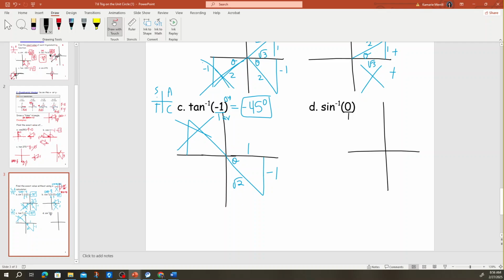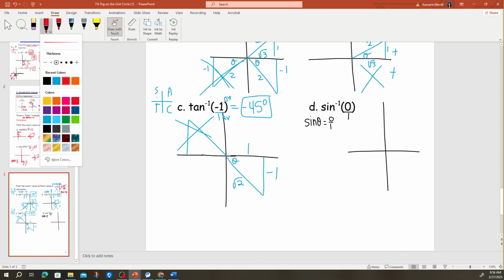So sine is what over what? We can essentially say sine of some angle gave me 0 over 1. Let's place those where you think they go, and let's decide. As soon as someone has it, raise your hand. I'm curious what you got. Has anybody got anywhere with this one?